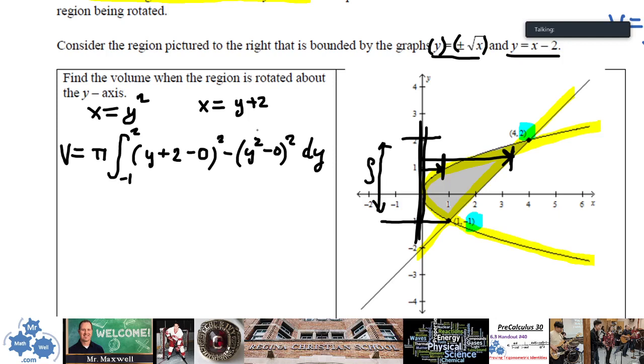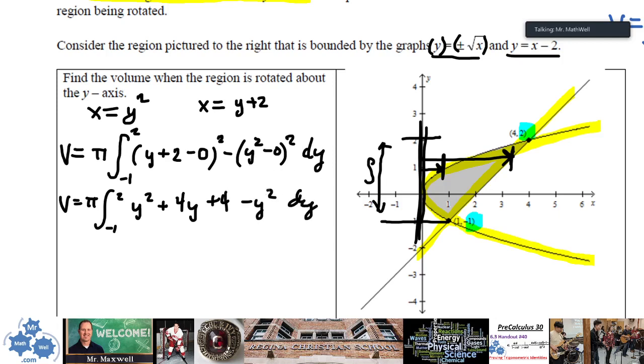All right. Now the rules of integration are all the same. We just have to consider that y is the same as x here, so we do everything the same. Should we combine this? Yeah, probably could help ourselves there. So let's rewrite some of the stuff. y plus 2 squared minus y squared. What's that going to be? y squared plus 4y plus 4 minus y squared dy.